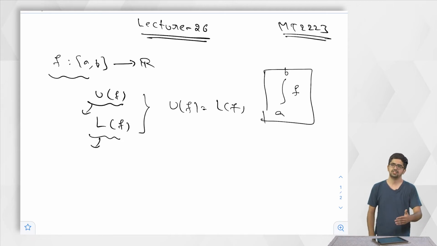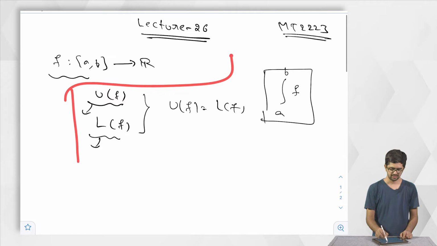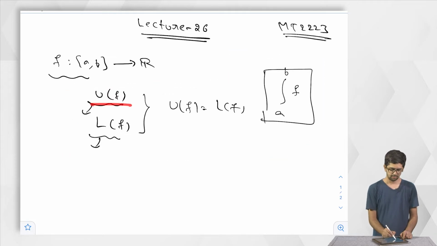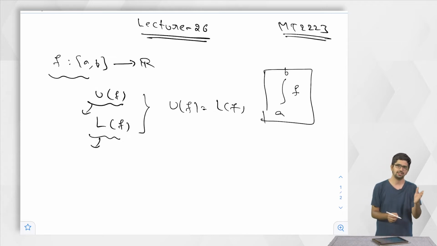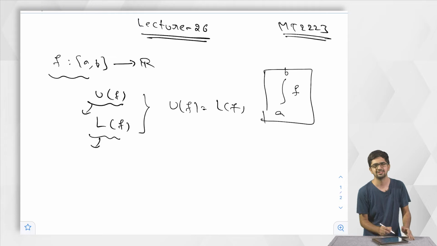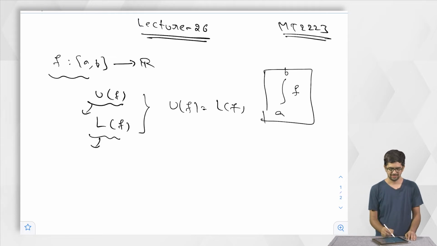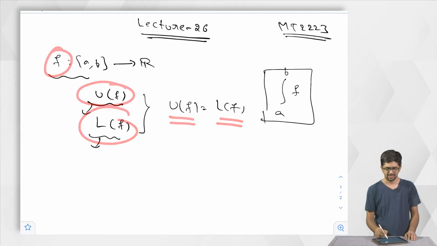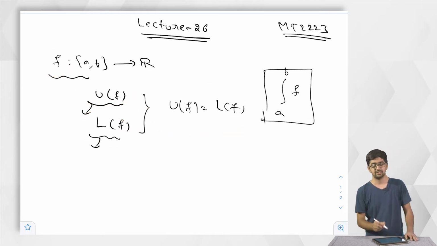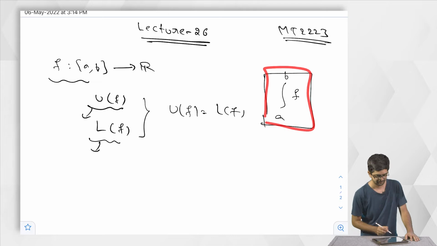Then there is another description of integrability. This is what we are calling the Darboux integrability condition. A function f is said to be Darboux integrable if this condition is satisfied. To do this, we need the notion of a partition. I do not repeat that again, but partition is the starting point. Using a partition, we introduced U(P, f), then we took supremum and infimum, and we got U(f). Similarly, L(f). If they are the same, then we say f is Darboux integrable, and this value we are calling the integral of f on [a, b], and we are denoting it by this symbol.